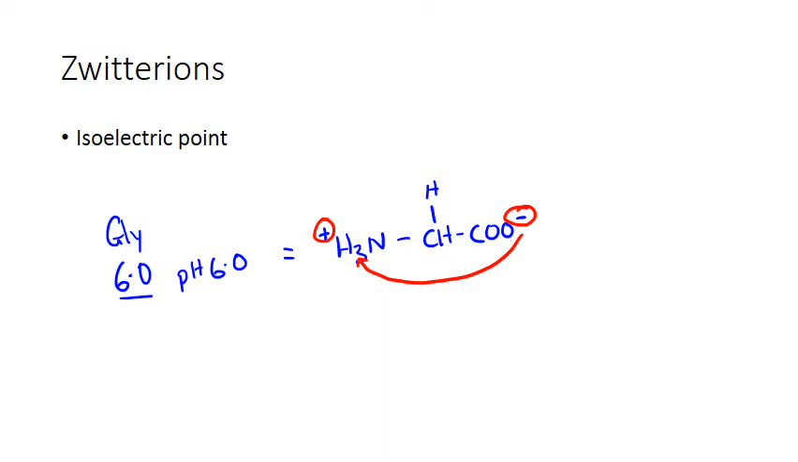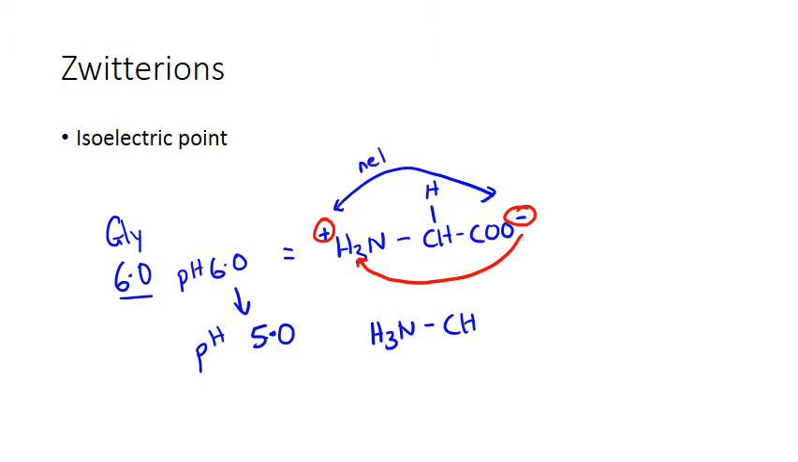Now, if I lower the pH, so if I go to pH 5, alright, the pH is lower now. So what that means is the overall charge on the amino acid is going to be positive. So up here, the charge actually balances out. So we've got a net charge equals 0.